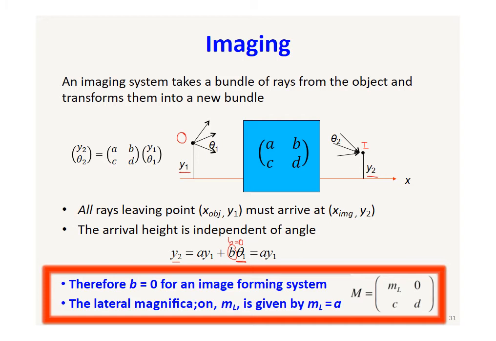Another useful thing that you can get from the system matrix of a system like that is the lateral magnification. That's going to be the A element. So here is the A element here and the B element here.